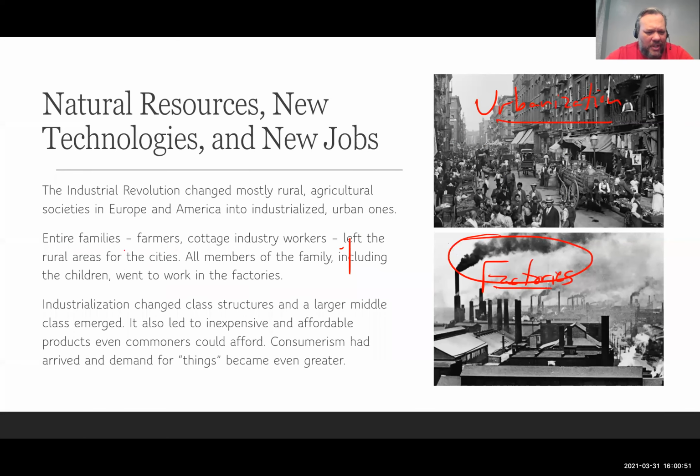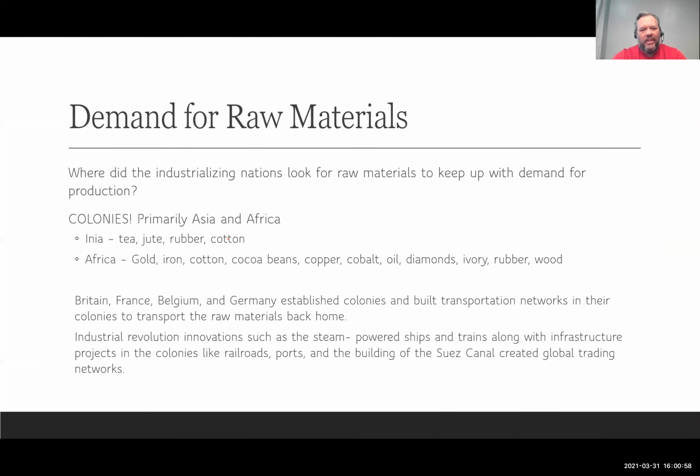And so make sure I'm not missing anything over here. So the class structure, I talked about that. Let's see. Yeah, leave it at that. And so the demand for raw materials, this is the last part. The demand for raw materials.